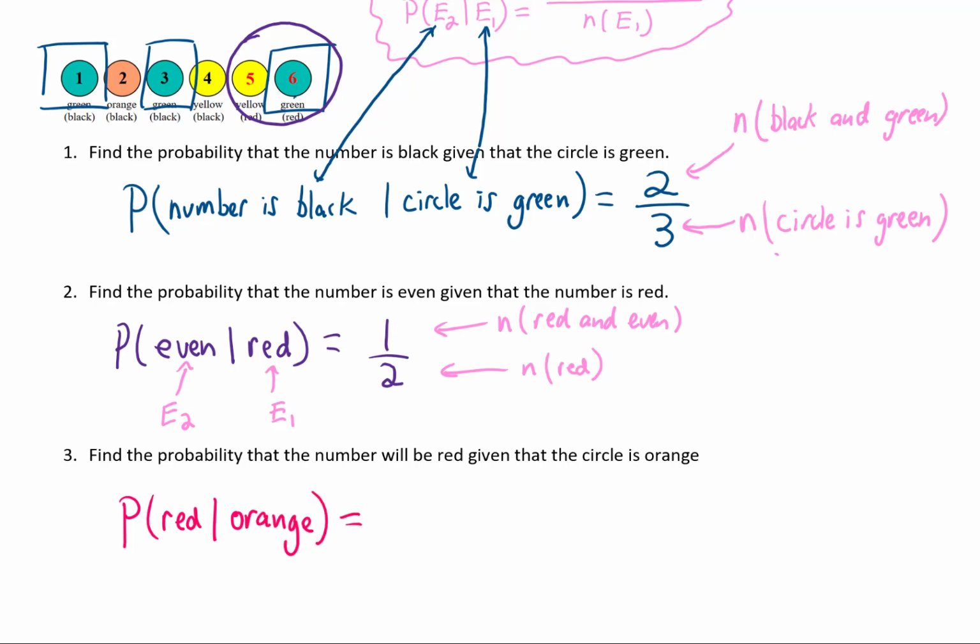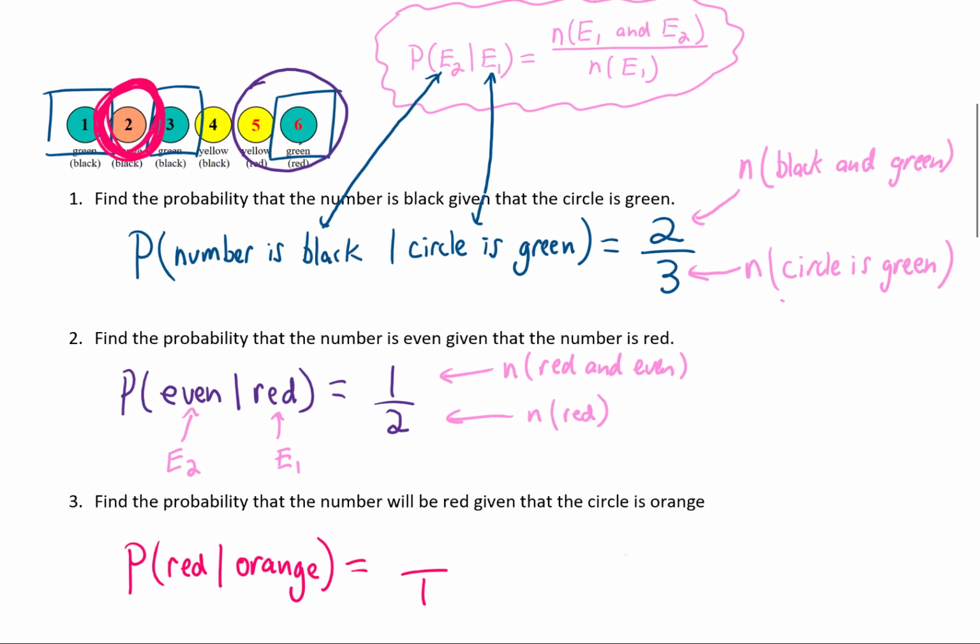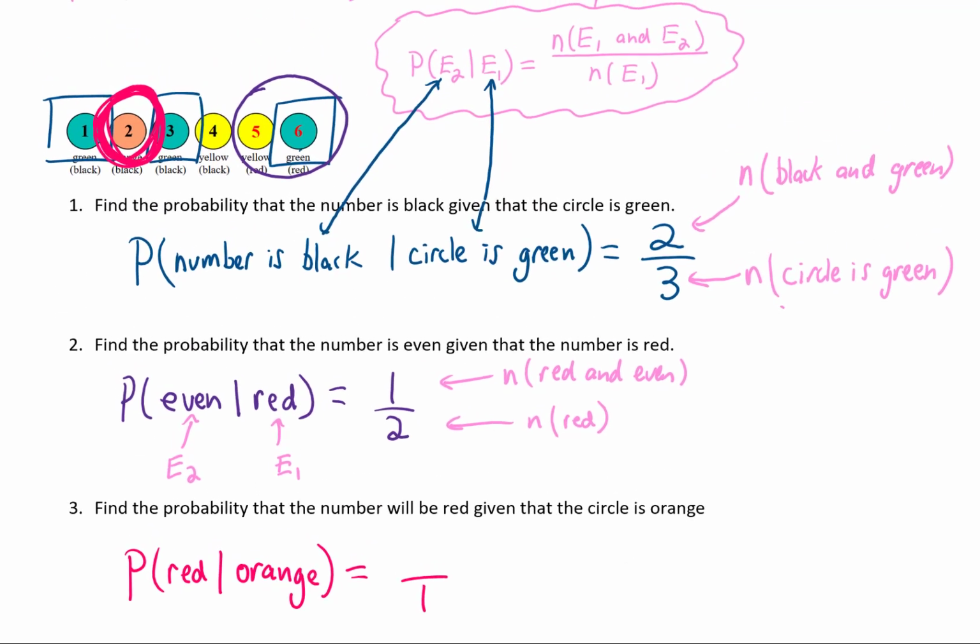So if we're given that our circle is orange, we have to start by looking up at our set and finding all of the circles that are orange. And it looks like we just have this 1 right here. That means that our denominator is just going to be a 1. Then focusing in on just that one element, we need to ask the question, what is the probability that our number is going to be red?